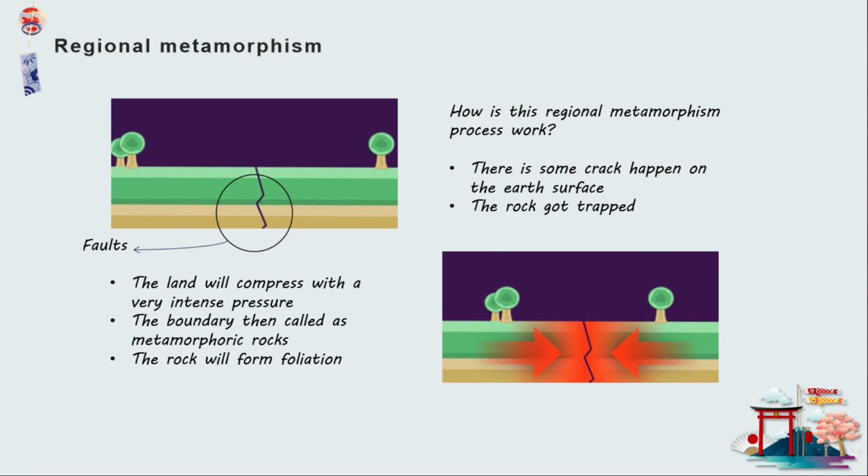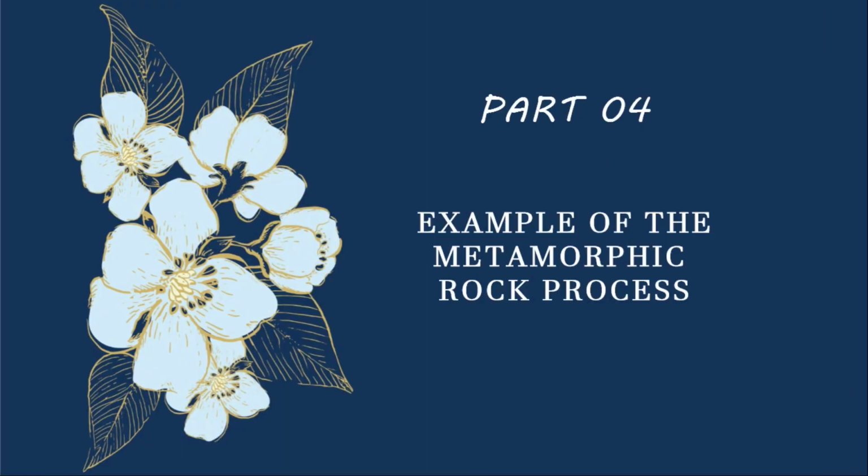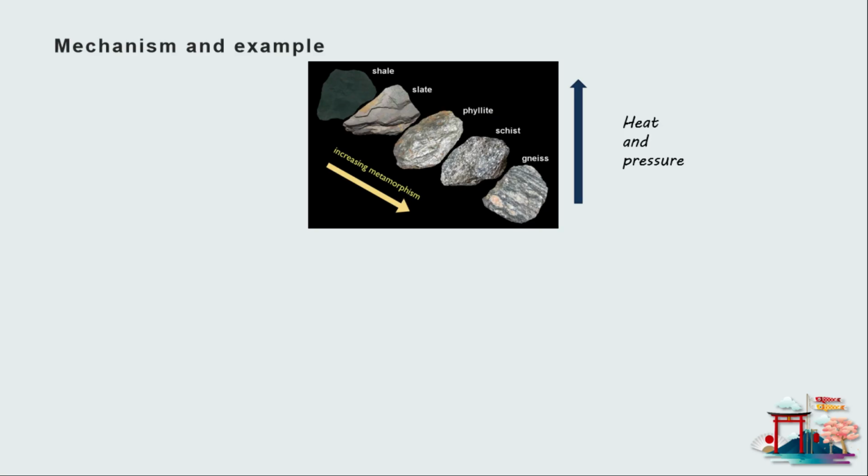Next is where a fault occurs at the earth crust. So how does this actually work? When a crack happens on the earth's surface, there will be a gap, and then the gap will be filled by the rock. When the rock is all filled, it gets trapped. So the land will compress with a very intense pressure towards the rock and then form the boundary called the metamorphic rocks. This is actually similar to the first case, but it is without the forming of the mountain shape.